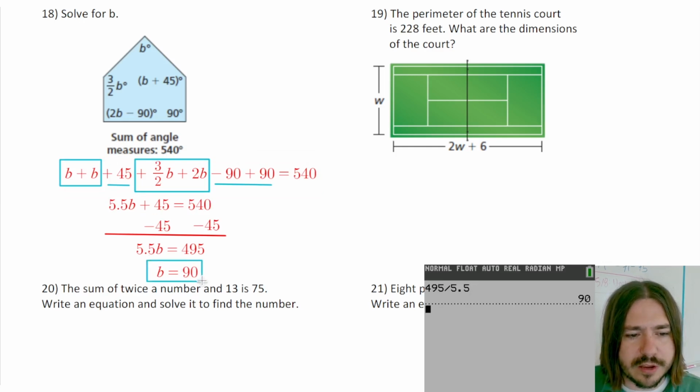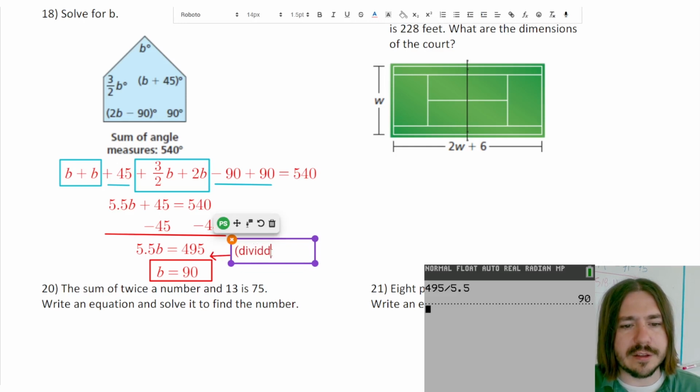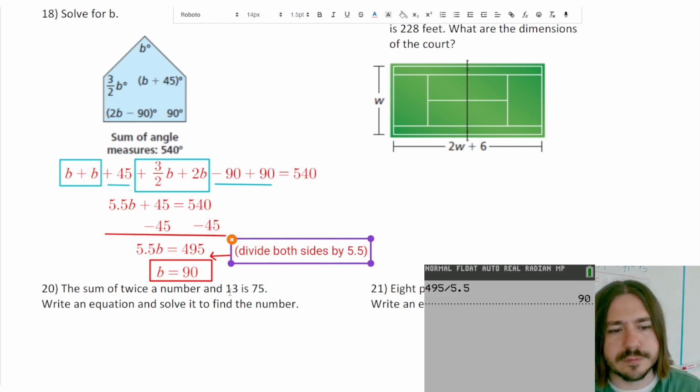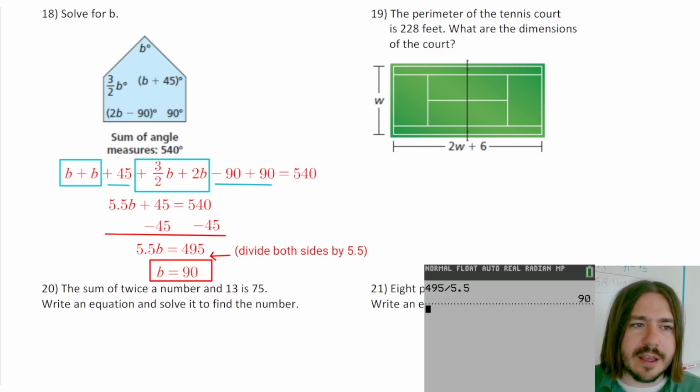So yeah, I couldn't quite fit it in there. Just kind of ran out of space. But maybe I'll make a little note here since I didn't really have room to write it. Divide both sides by 5.5. Okay, so that's number 18.